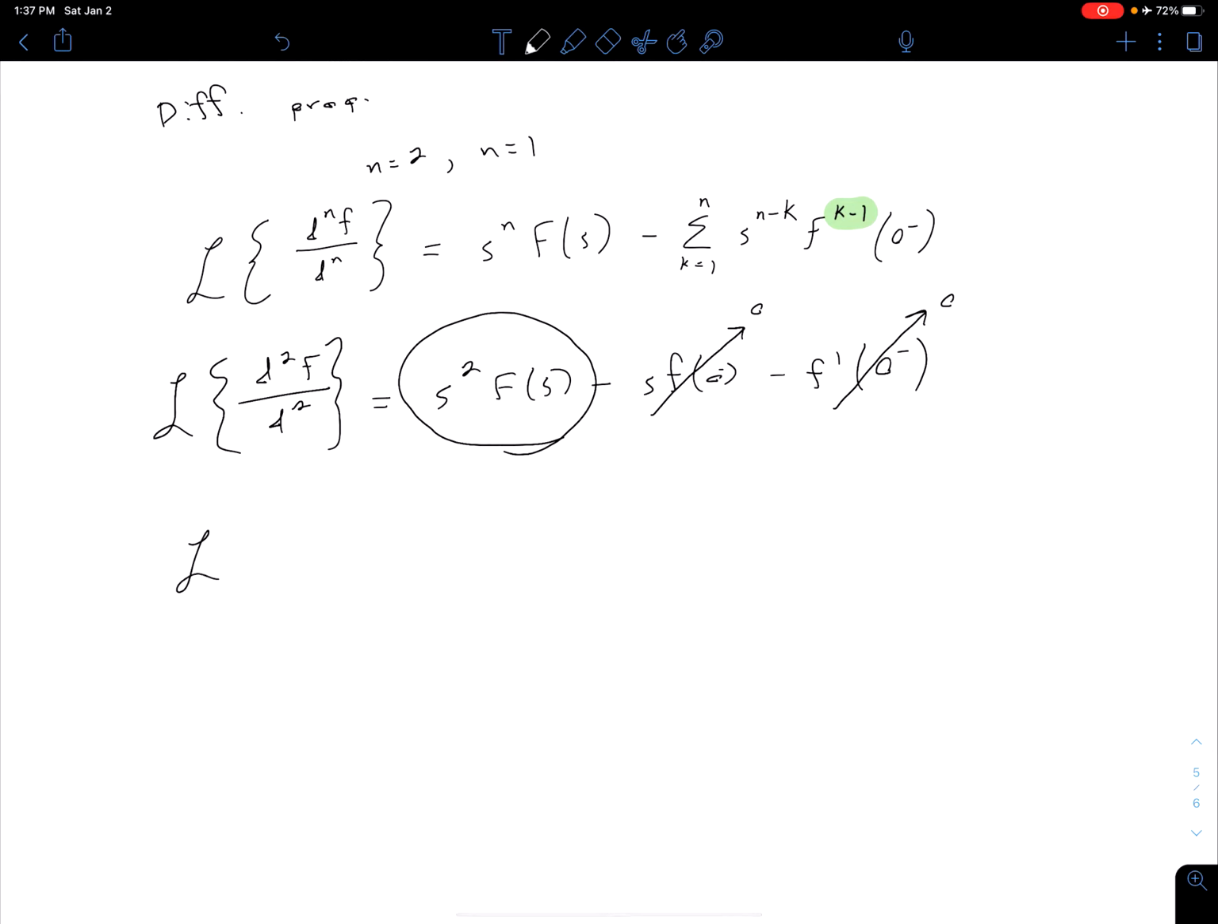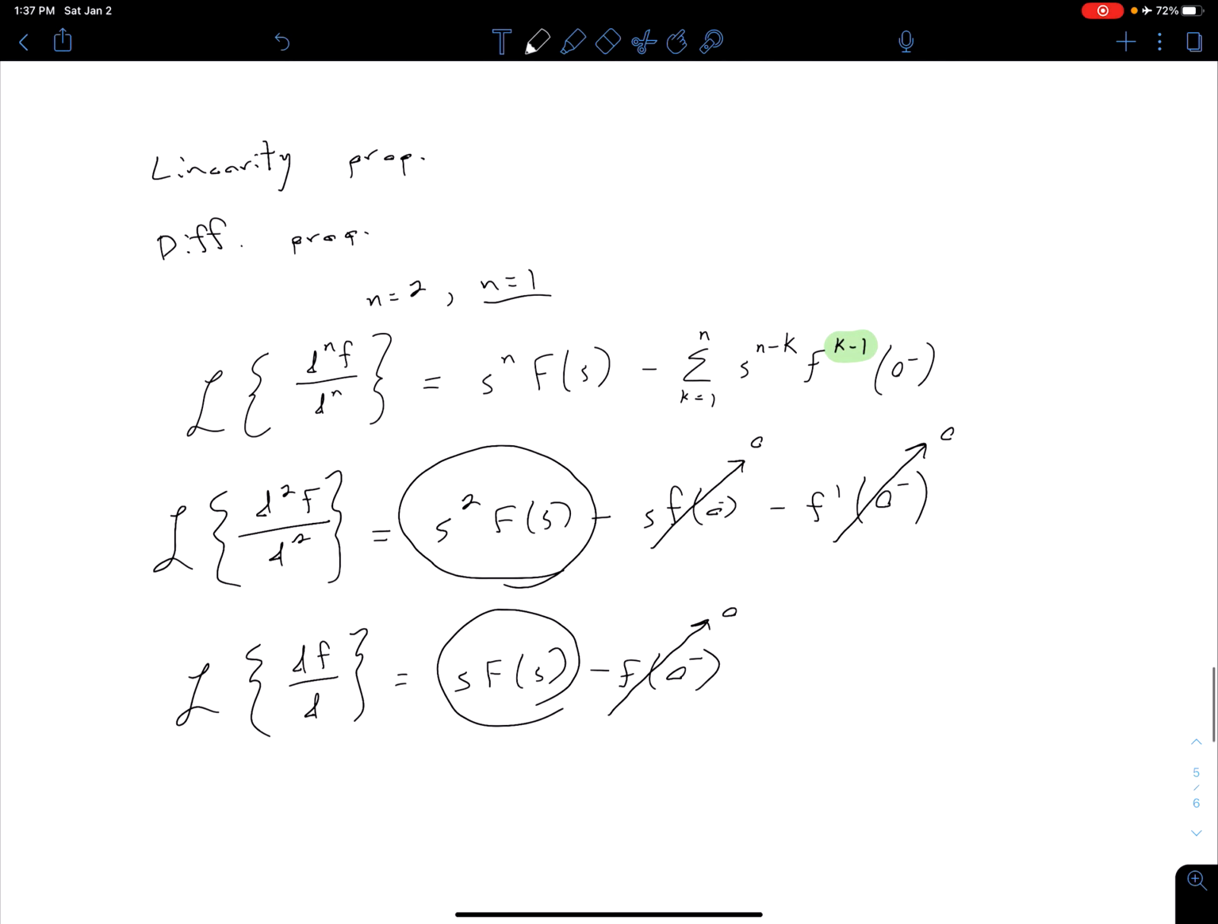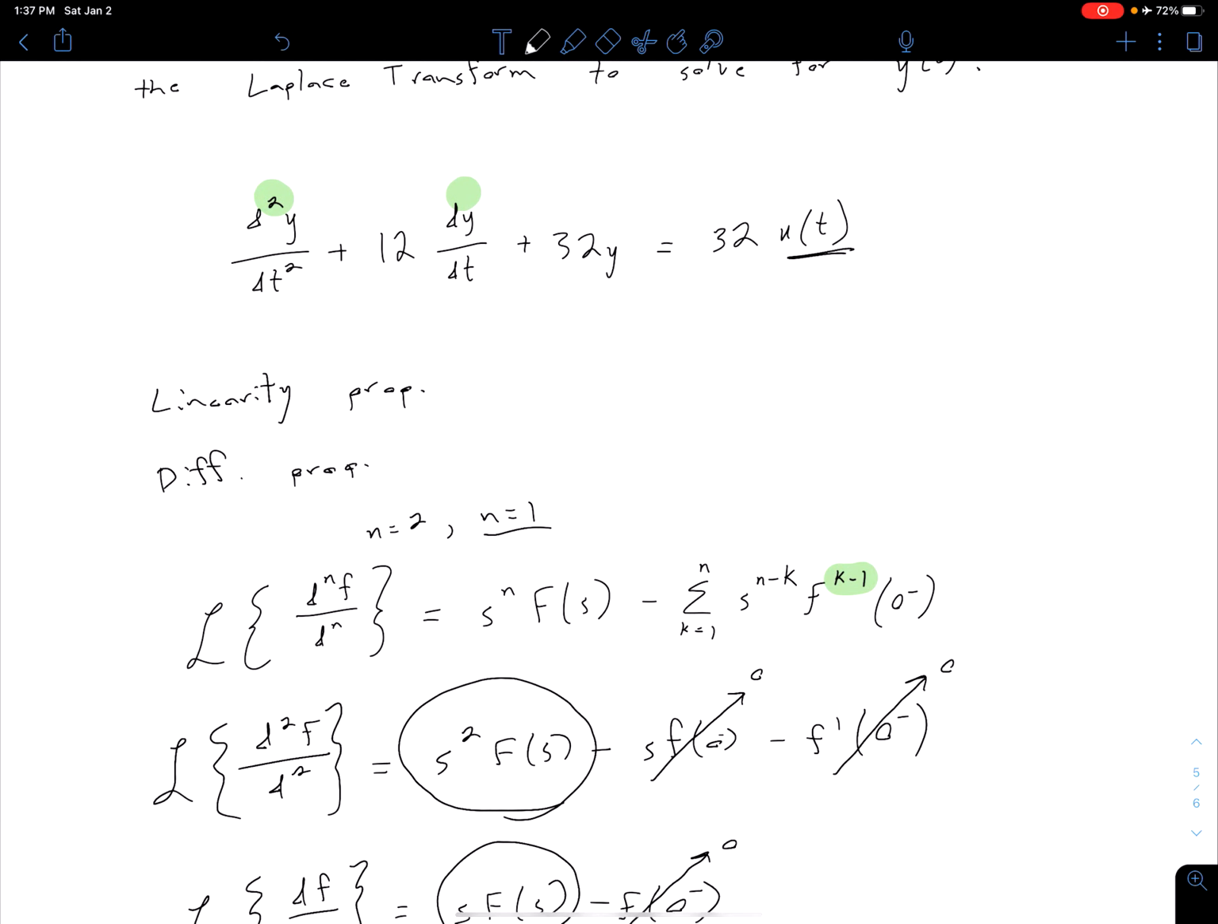Similarly, for the case of n equals 1, the Laplace transform of df is just going to be equal to s times F of s minus f, our time function evaluated at 0 minus. Again, initial conditions are all 0, so that goes away and we get something that looks like this. Combining that with our linearity property, the one other thing we need to know is that we can use known transform pairs. If we look at table 2.1 in the textbook, we know what this transforms to.